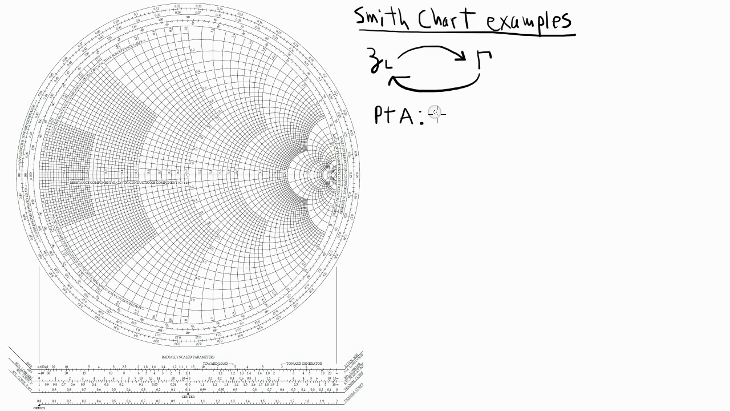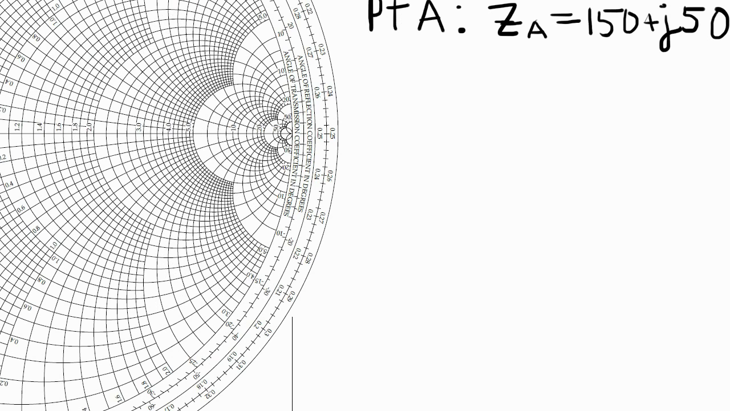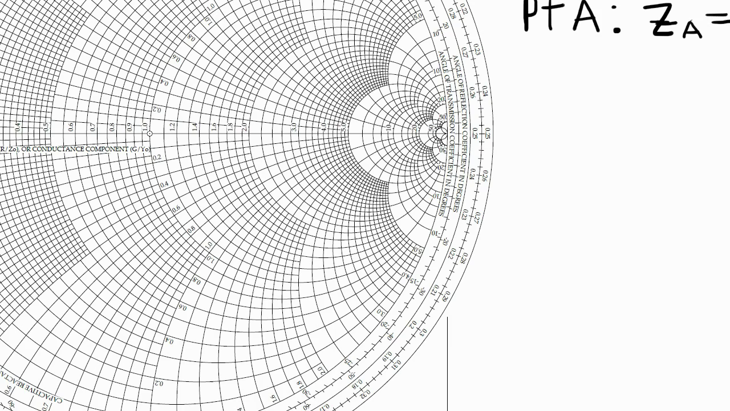So for point A, let's say that we have a load impedance which is equal to 150 plus J50 ohms. The first thing that we have to do is normalize this impedance, and since we have a 50 ohm Smith chart, we're going to normalize to 50 ohms, resulting in little zA equal to 3 plus J1. And so our goal is going to be to find gamma, the reflection coefficient. In order to do that, we're going to plot 3 plus J1 on the Smith chart.